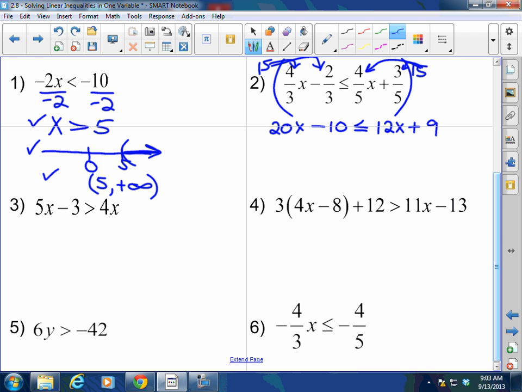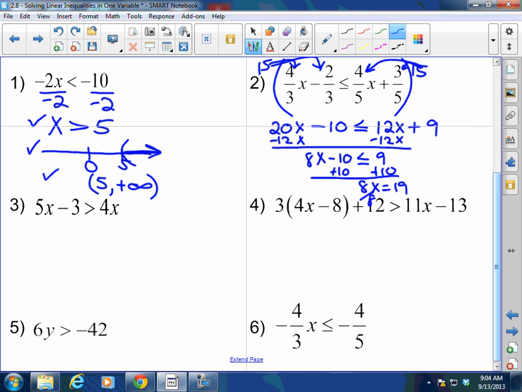Now, we don't have any distributive property to do, and we don't have any terms that we can combine. So we're going to move all the variables to one side. Subtract 12x from both sides. I got 8x minus 10 is less than or equal to 9. This one came out ugly, but it is what it is. So I add 10 to both sides. So I have 8x less than or equal to 19. Divide by 8 on both sides, and x is less than or equal to 2 and 3/8.